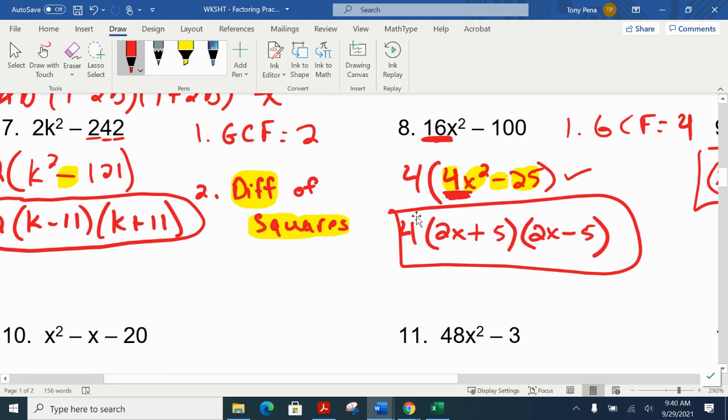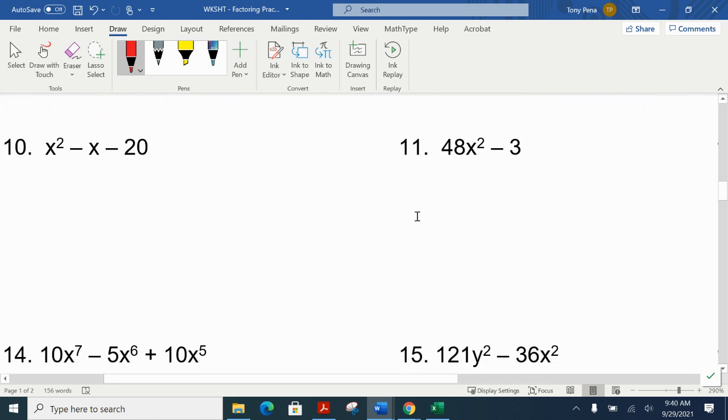Okay, let's do the next row, and then we're going to give you a little time to see if we could do these on our own. So try number 10 real quick.